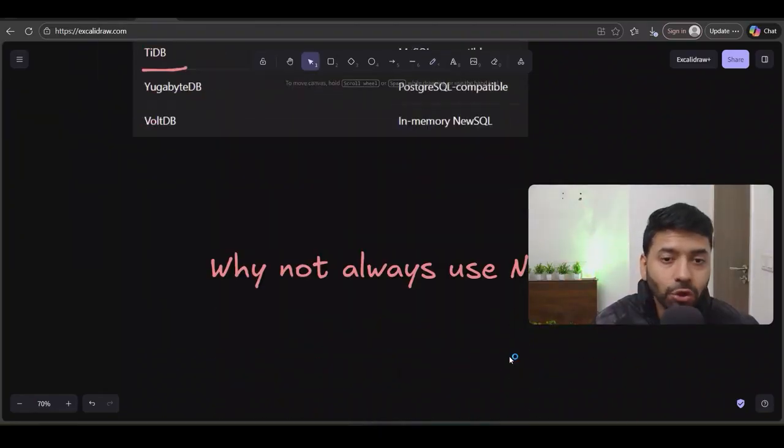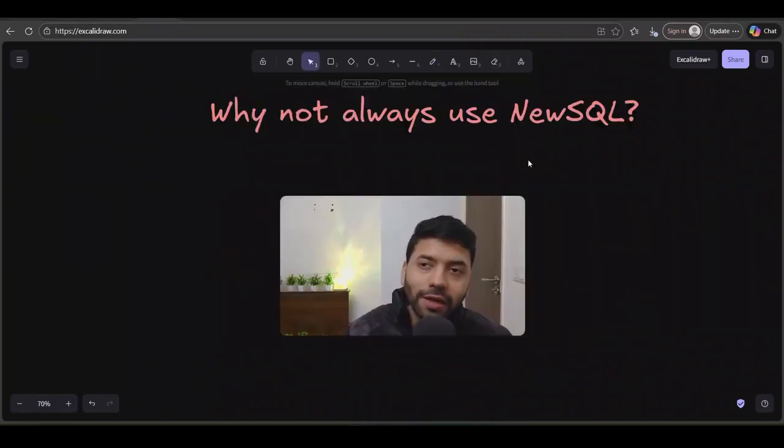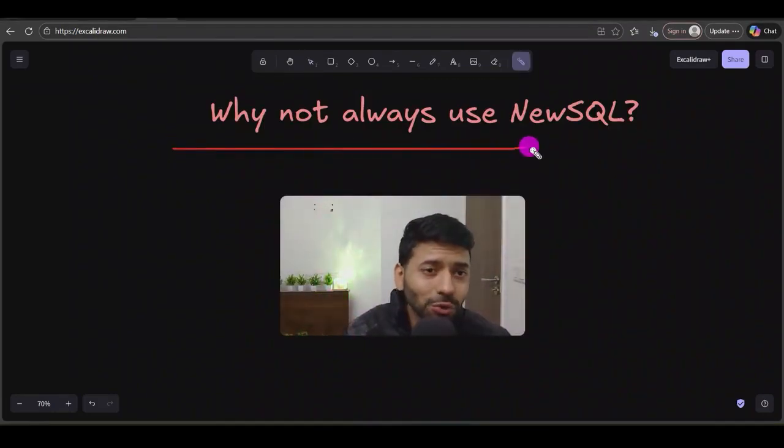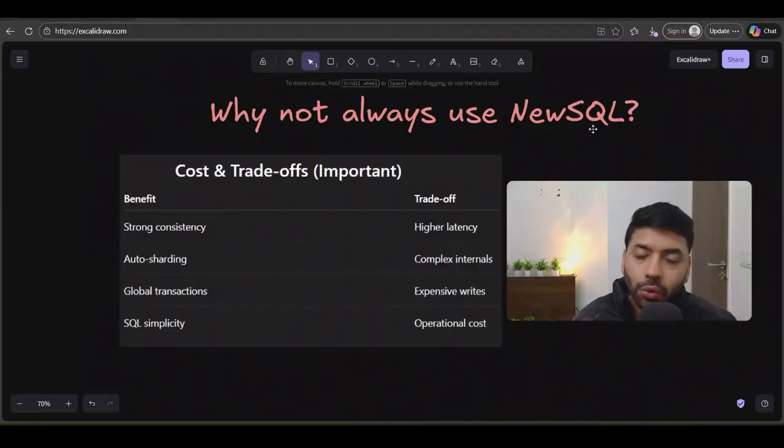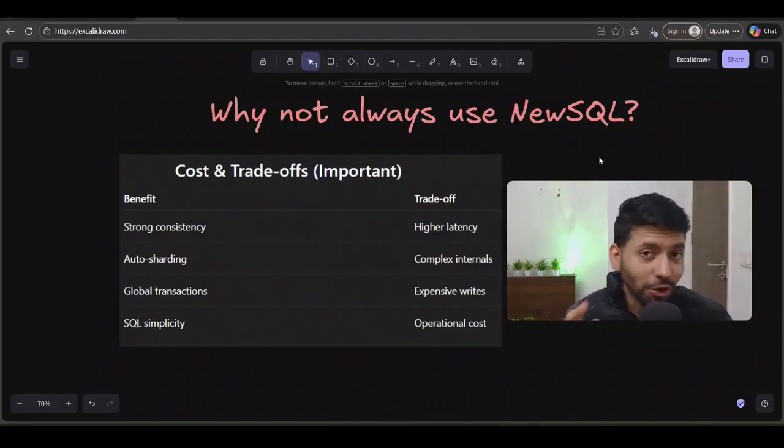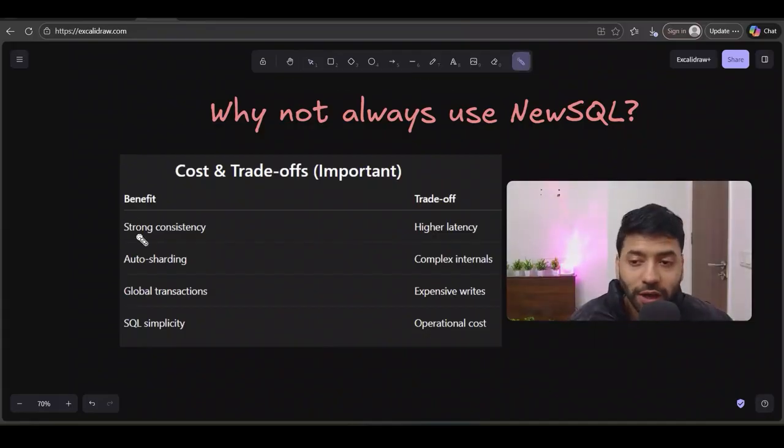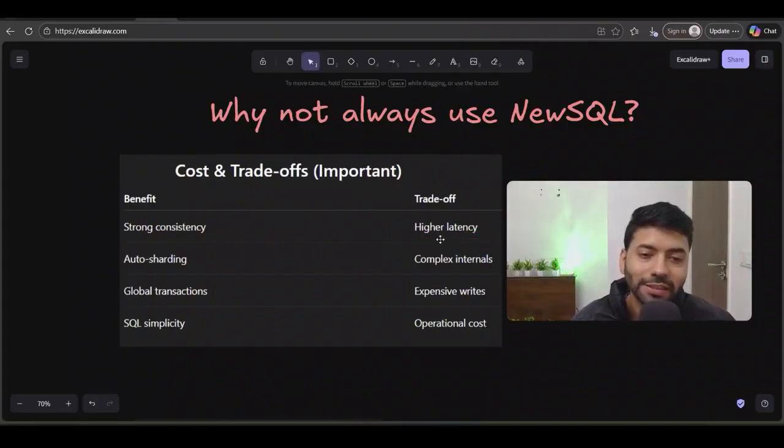Now a question may come into your mind. We said that NewSQL has the good part of SQL as well as NoSQL. So the question is, why not always use NewSQL? The answer is NewSQL provides you features of both SQL and NoSQL, but you have to pay for that price in terms of cost, latency, and complexity. So NewSQL provides you support of strong consistency, but the trade-off is higher latency. So let's discuss more about this higher write latency part.